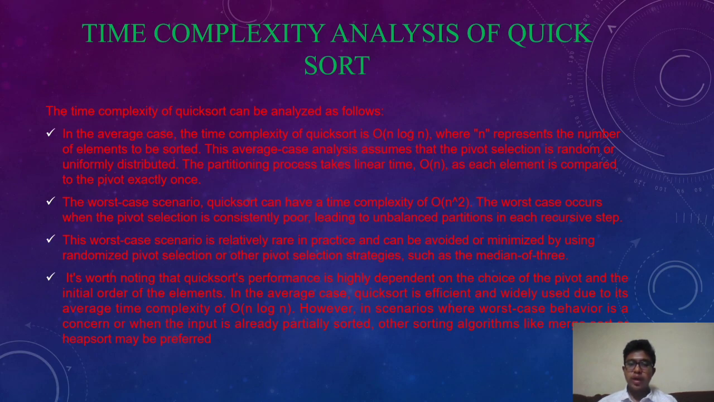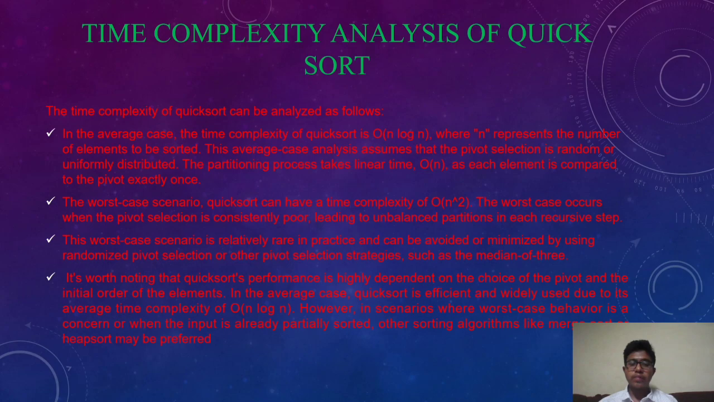In the worst case scenario, Quicksort can have a time complexity of O(n squared). The worst case occurs when the pivot selection is consistently poor, leading to unbalanced partitions in each recursive step. This worst case scenario is relatively rare in practice and can be avoided or minimized by using randomized pivot selection or other pivot selection strategies such as median of three.